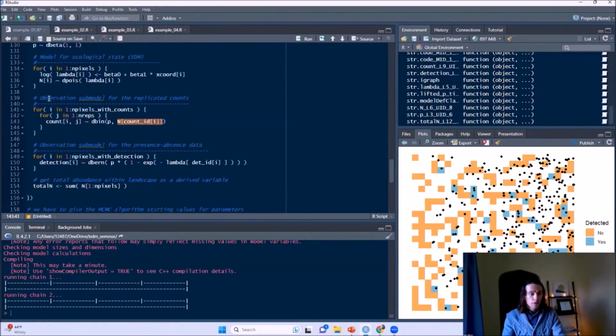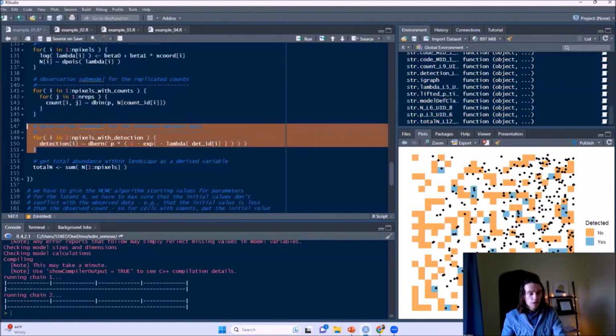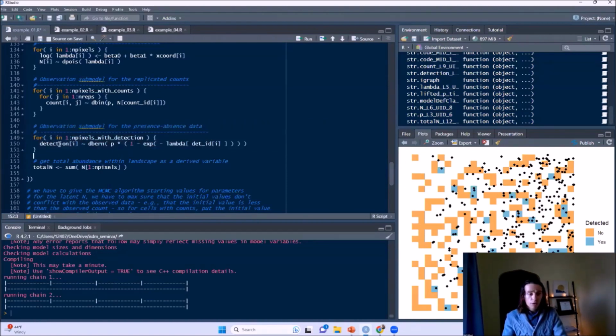So that is our submodel for the replicated counts. And then we have this submodel here for the presence absence data. So we loop through the cells where we have the presence absence data, and we model those data as a Bernoulli trial. And here we're assuming that we have a shared observation process. So we're using the same detection probability as up here.